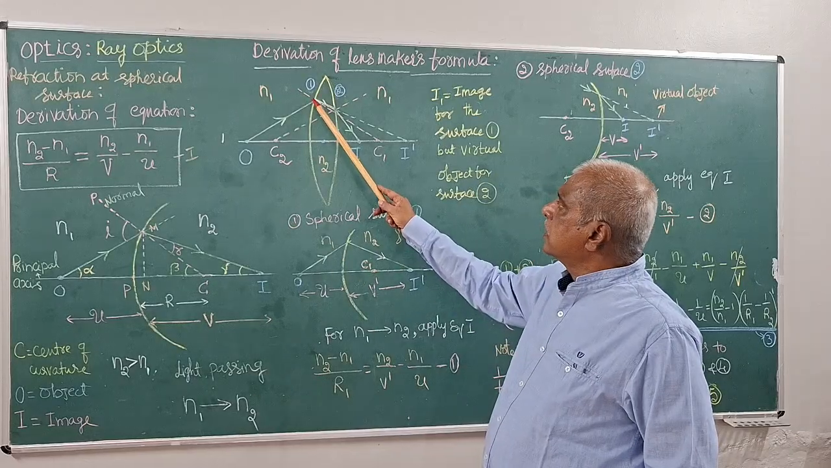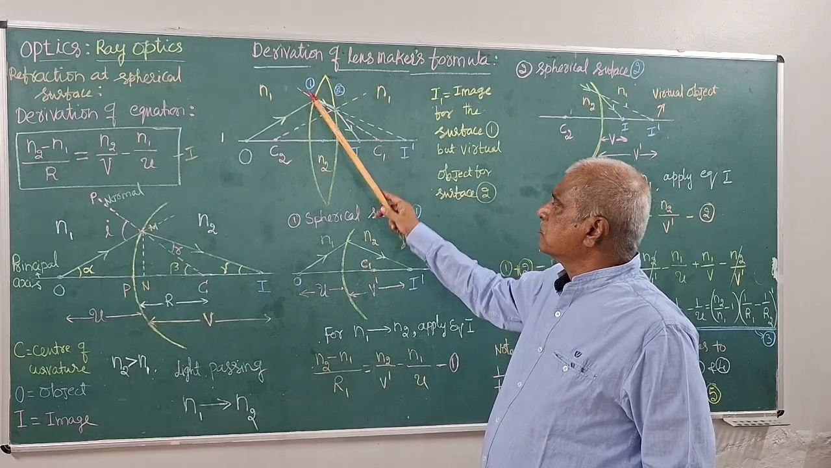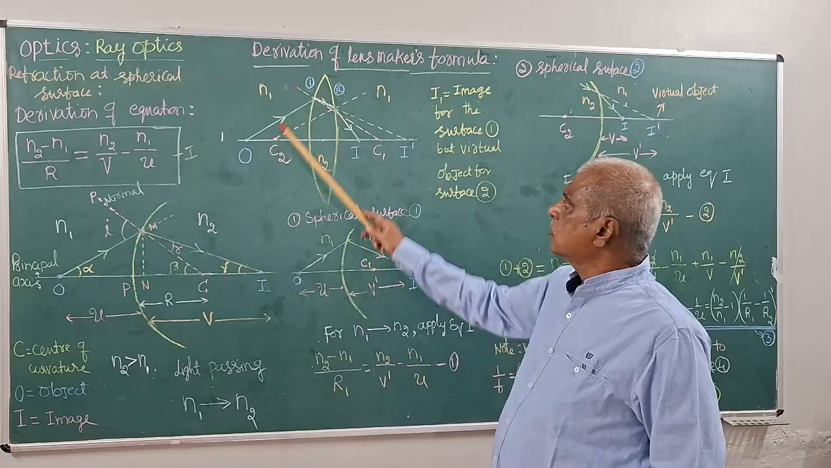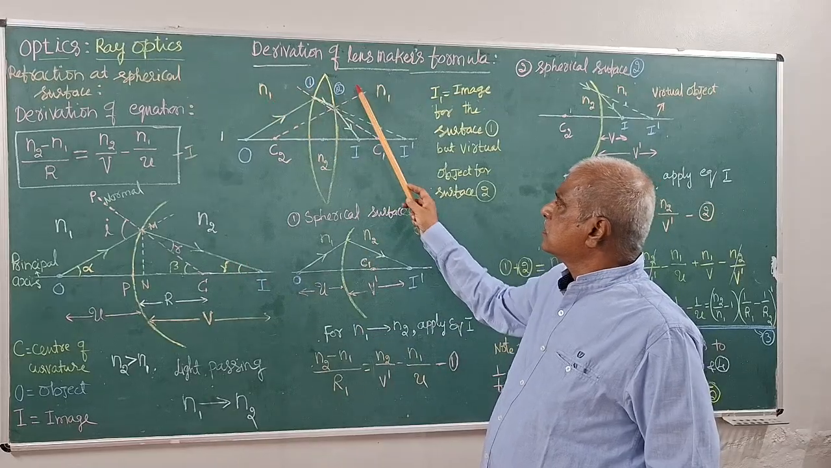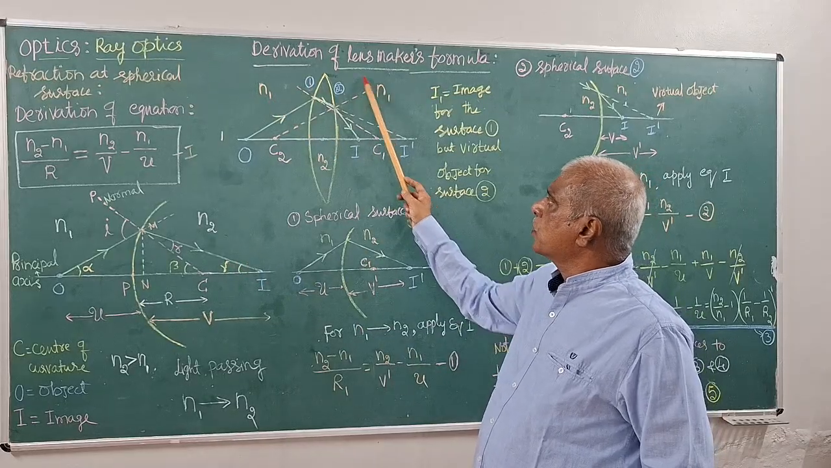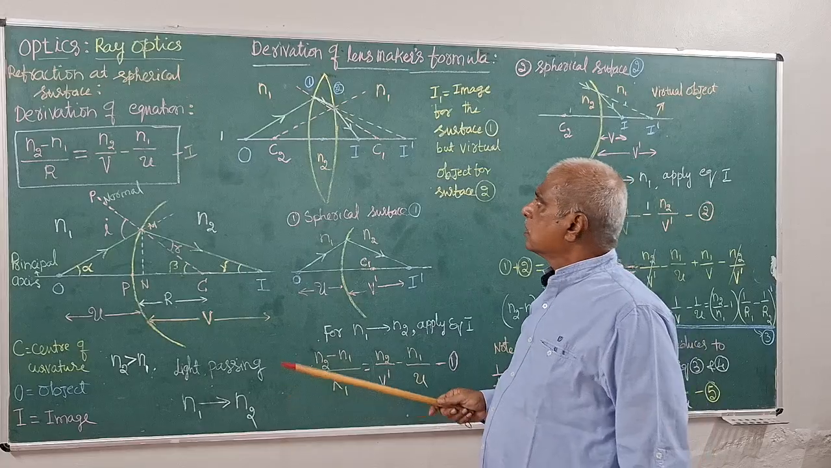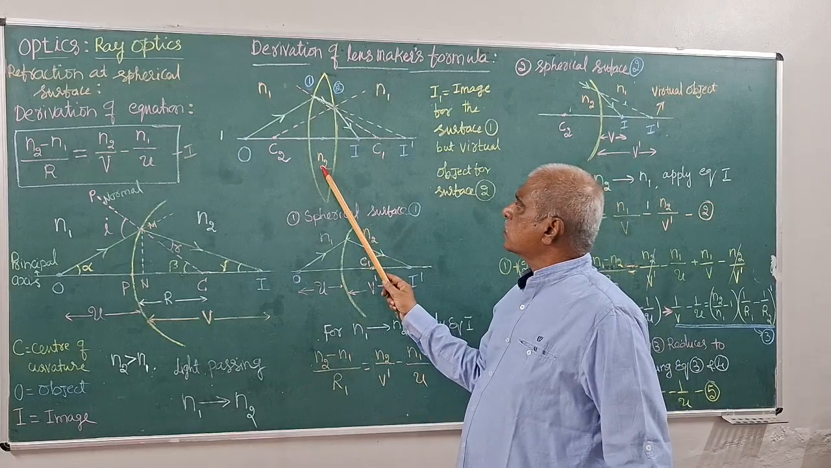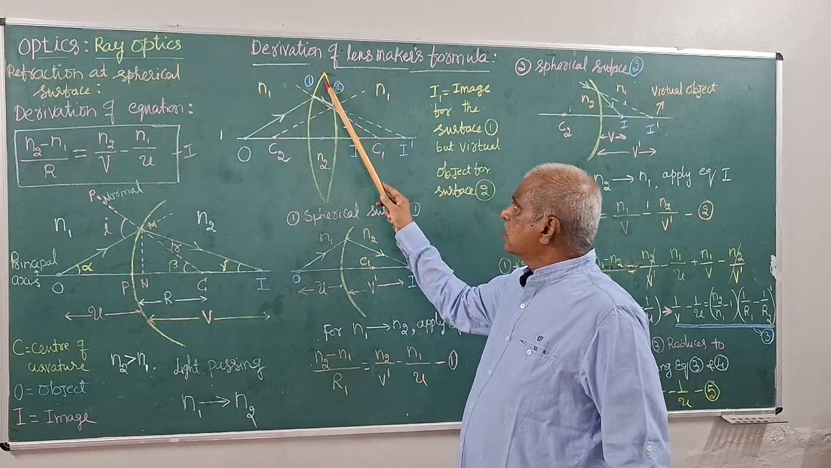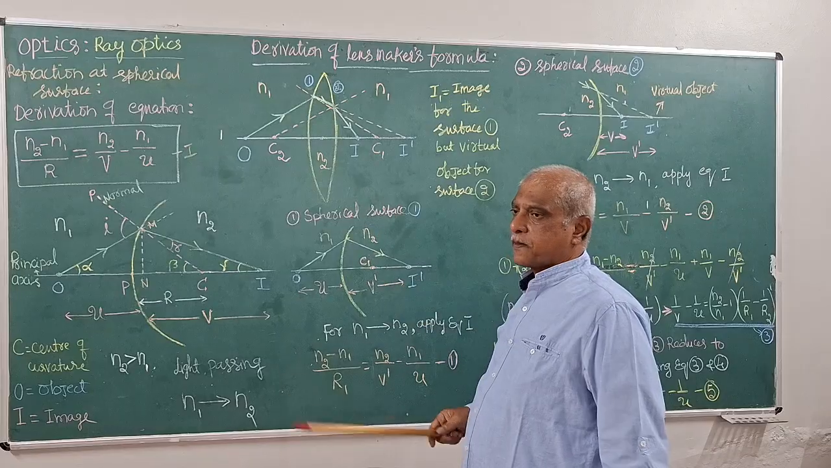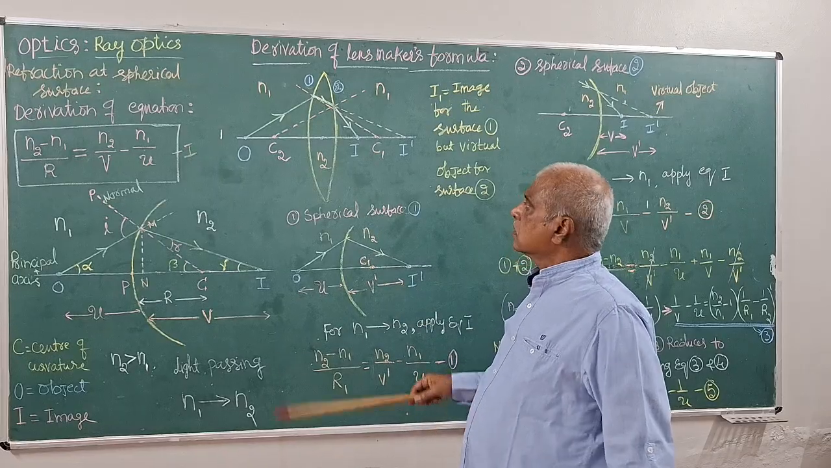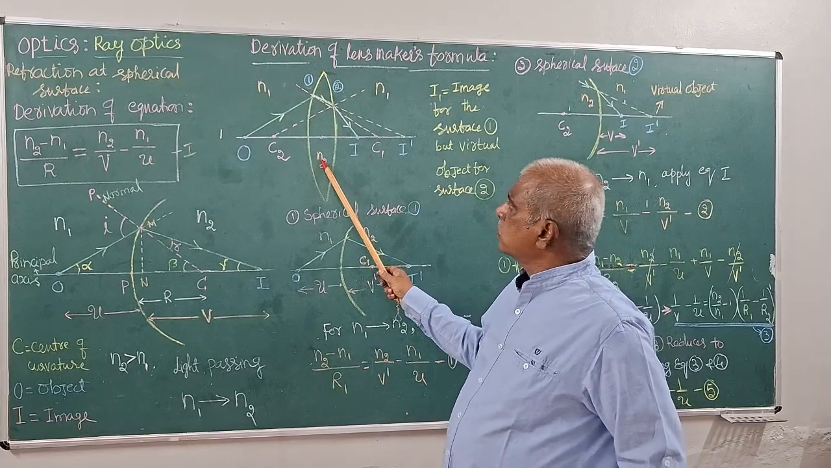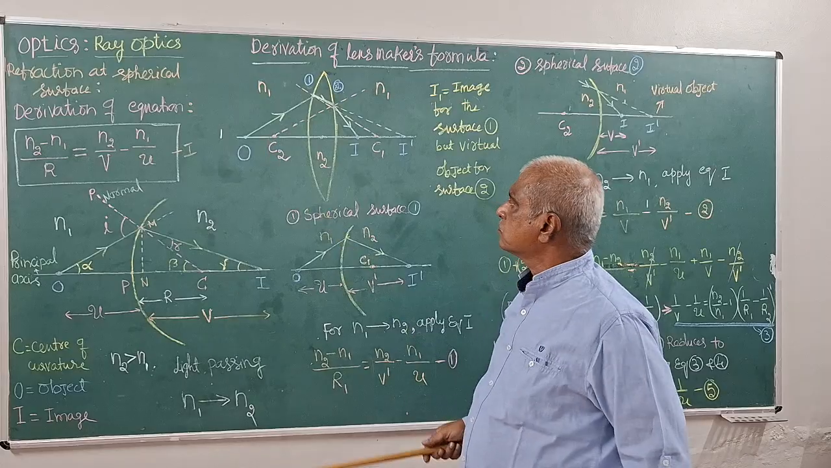At this point, the light undergoes refraction. As you know, this is N1, the surrounding medium, and this is N2, the refractive index of the glass. N2 is greater than N1.